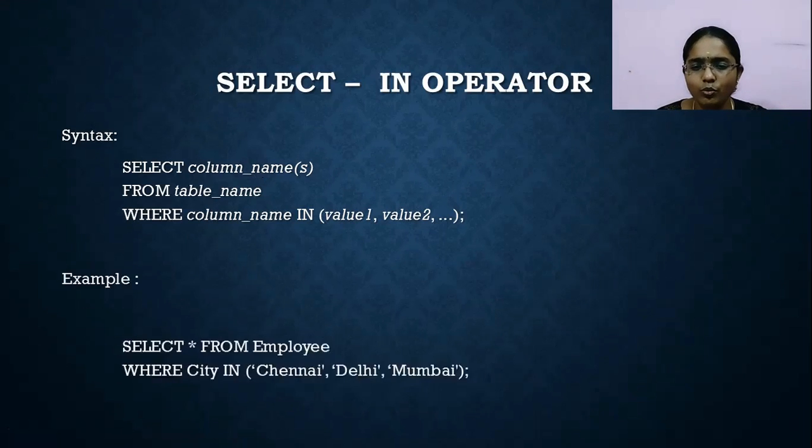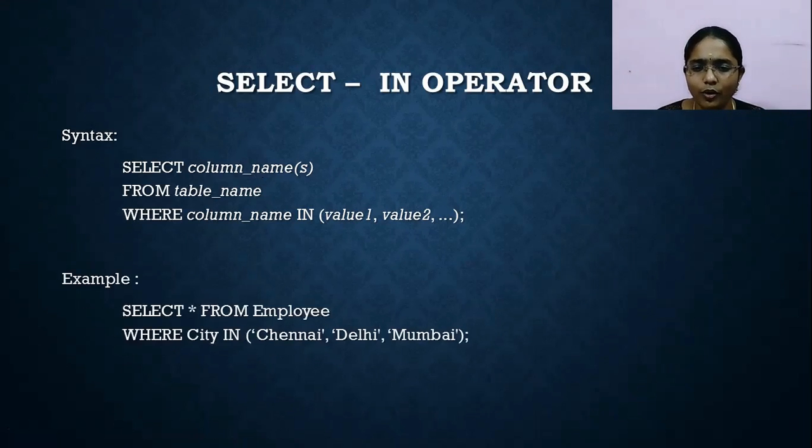You can look at this small example. Select star from employee where city in Chennai, Delhi, Mumbai. The same condition you might have noticed that we apply using the or operator, where city is Chennai or Mumbai or Delhi. The same thing I can do with the in operator for applying multiple conditions. So when the employee city is either Chennai or Delhi or Mumbai, when either one of the values is there, then the complete information of the employee is going to be displayed by this query. Clear?